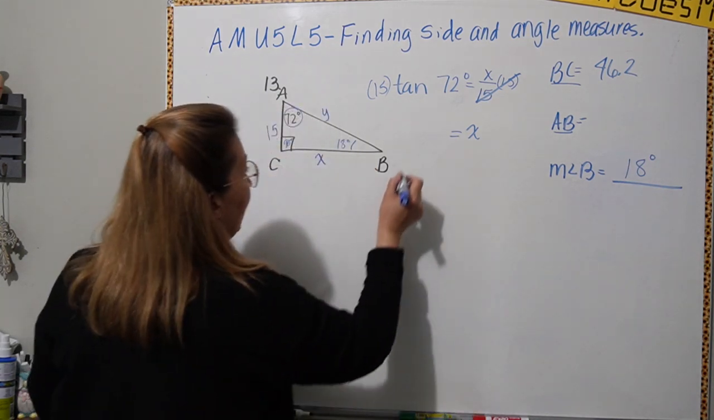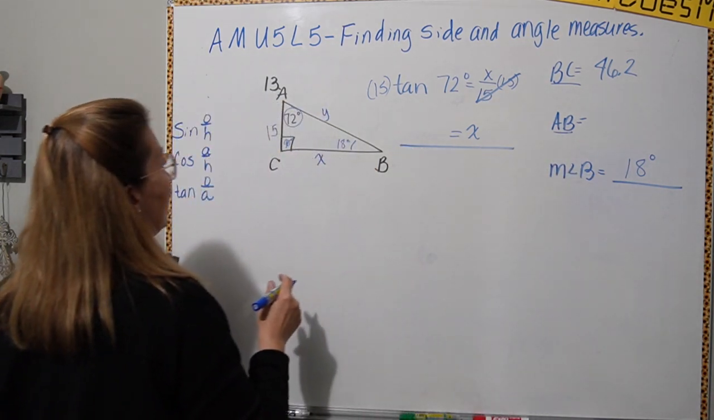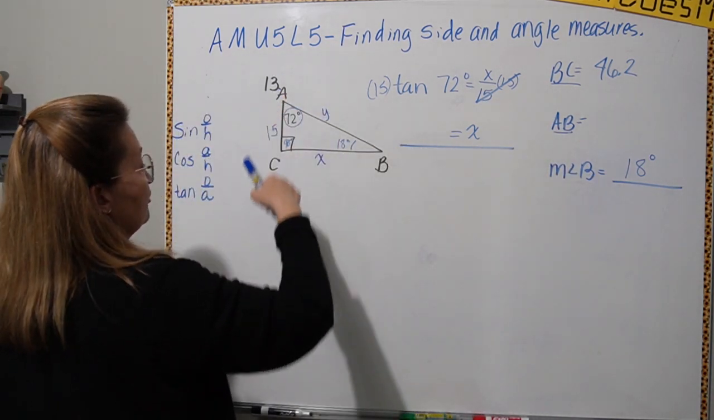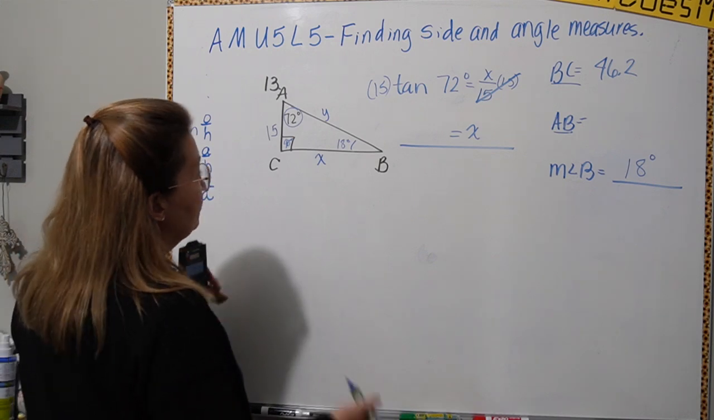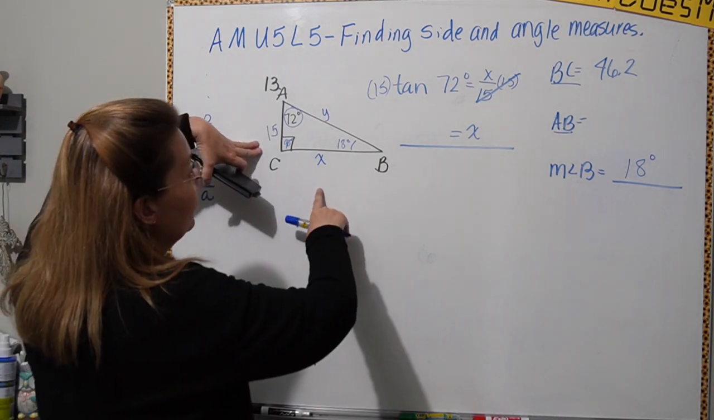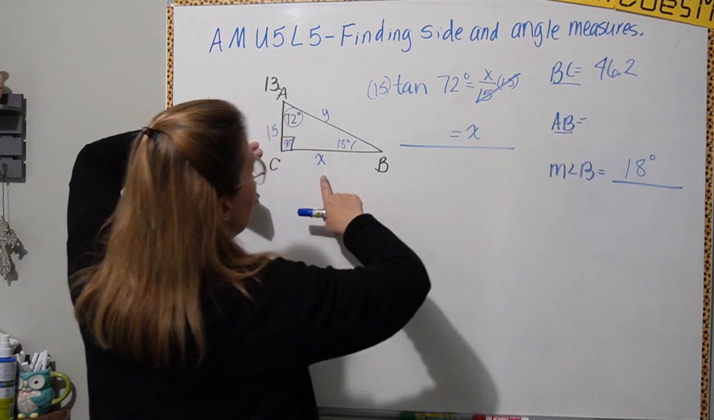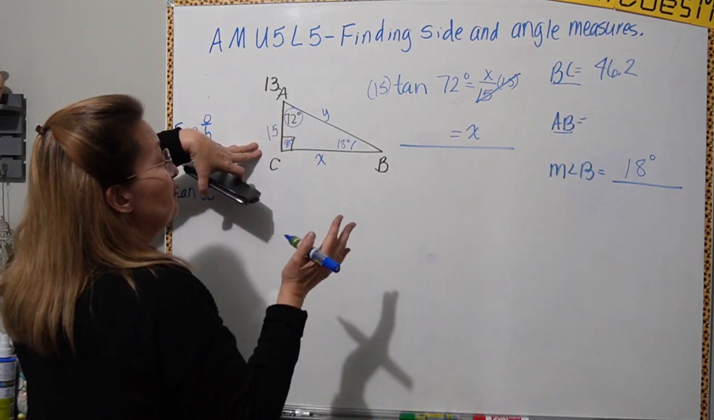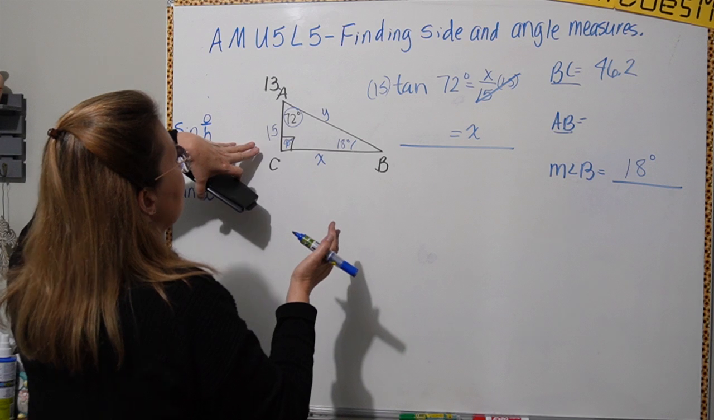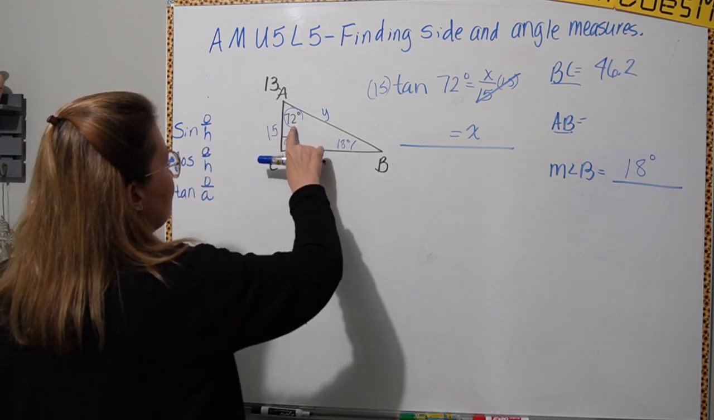Okay, now let's find side AB. That's your hypotenuse right here. Now you've got two options. You could do the Pythagorean theorem, but you rounded off this number. So if you use the Pythagorean theorem, you may get close or you may not. So let's see if we can focus on measurements that we were given.